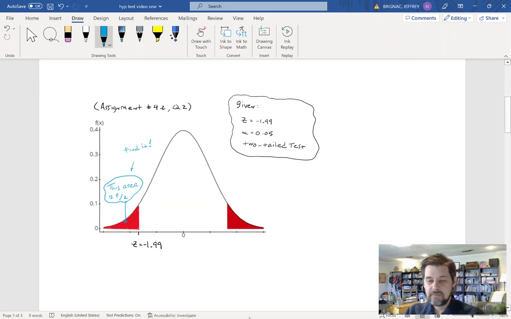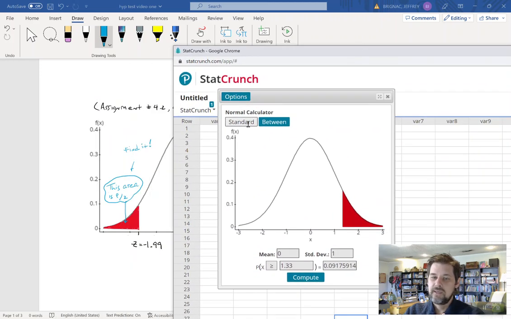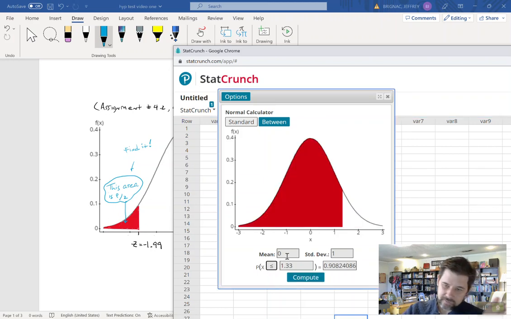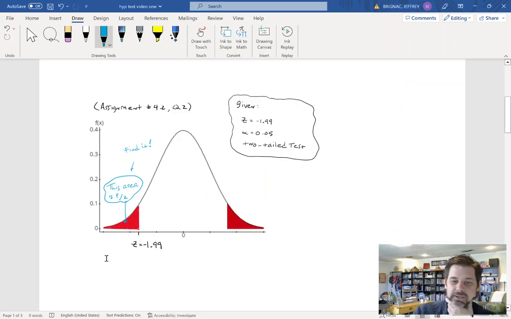So let's open StatCrunch again. I'm looking at it like this, and I'll say that this area will be P over 2. To find this area, I'm going to put this to be less than, which puts it on the left like that. And then my number is negative 1.99. And then I get this number, 0.0233. Let me update that.